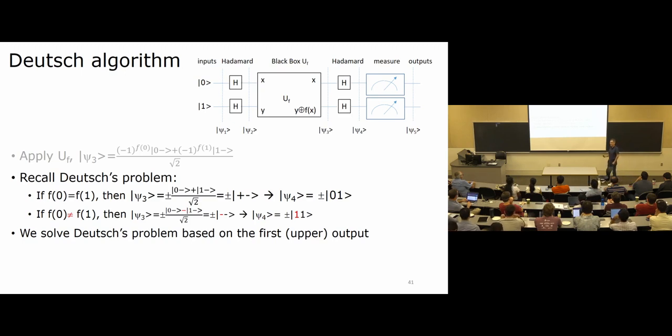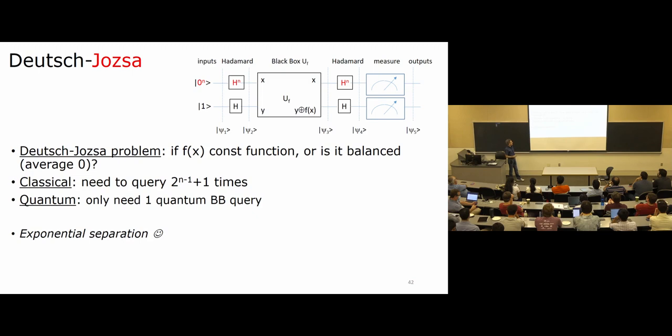So depending on whether my first measurement, the top measurement, will be a 0 or a 1, I know whether the measurements at the black box, f of 0, f of 1, are equal or different with one application of this quantum query. So that's it. Now let's go beyond this.